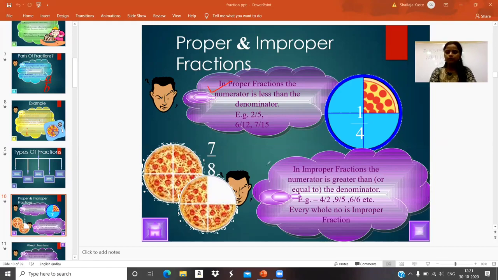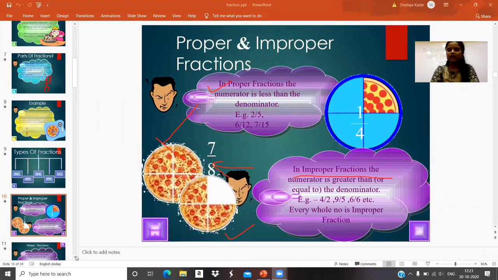Now, next is about the improper fraction. What will happen in the improper fraction? Easily you can understand that the numerator will be greater than the denominator. You can see here are two big pizzas in front of you. We have made a total of 8 parts, and out of 8 there are present 7 parts. So the total fraction is 7 by 8. This one is known as the improper fraction. In an improper fraction, the numerator is always greater than the denominator.